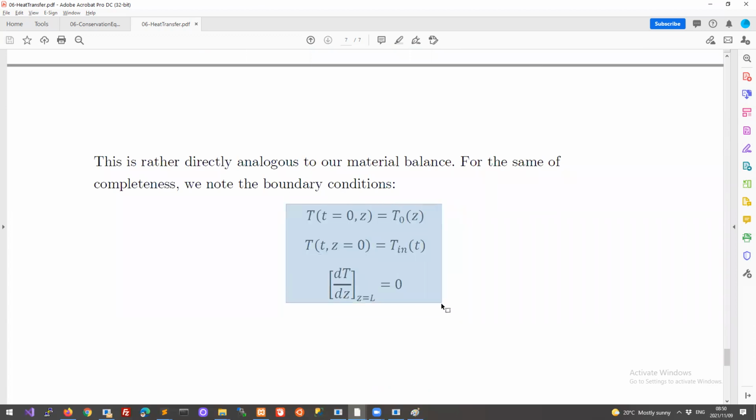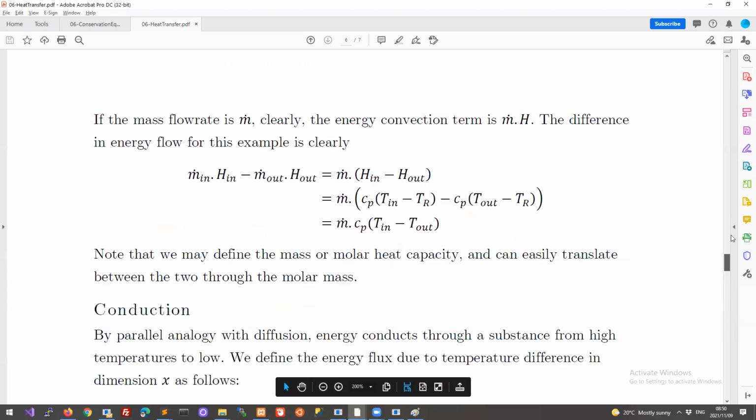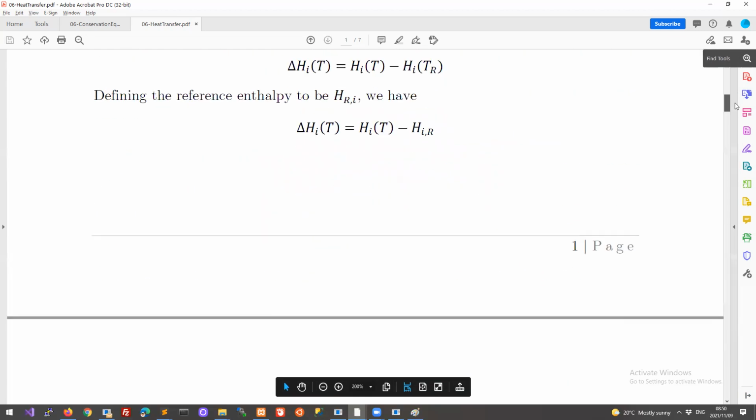The boundary conditions are almost directly analogous as well. We can say that hopefully we know the initial temperature distribution across the pipe. So at t equals 0 for all Z positions, we know the temperature across that pipeline. And then at the inlet point where Z equals 0, the temperature is the inlet temperature T in. And then if the pipeline is long enough, the gradients will die out by the time we reach the end. And so we can say dT/dz at Z equals the end position equals 0. So that's pretty much it. This is something we already knew, but now we've expanded on it a bit further.